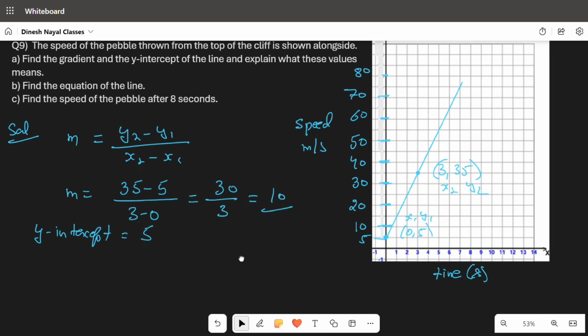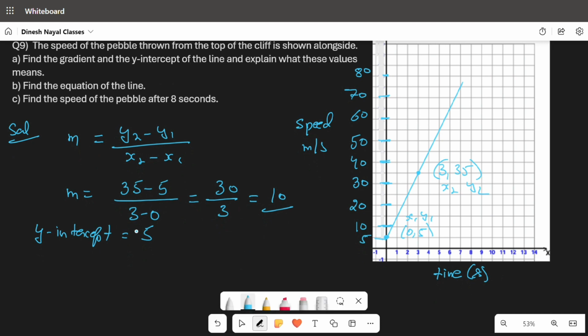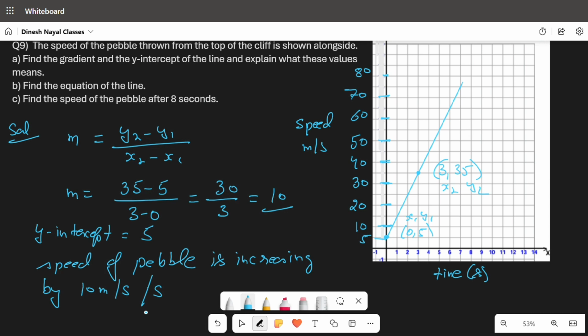So see, the slope of this graph is 10. This means that the speed of the pebble, which was thrown, is increasing by 10 meters per second every second. Like in 1 second it was 10 meters per second, in another it will be 20, and so on.